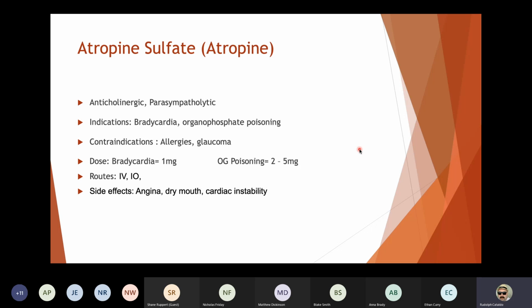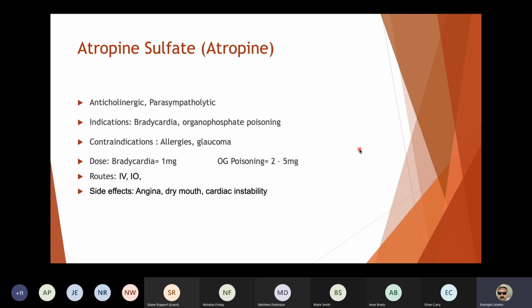Atropine, I kind of went over a little bit. Anticholinergic, parasympathetic. So remember, lytic means paralytic, it paralyzes that system. So it paralyzes the parasympathetic system, doesn't allow the heart to slow down. Use it for bradycardia and organophosphate poisoning, such as herbicides.